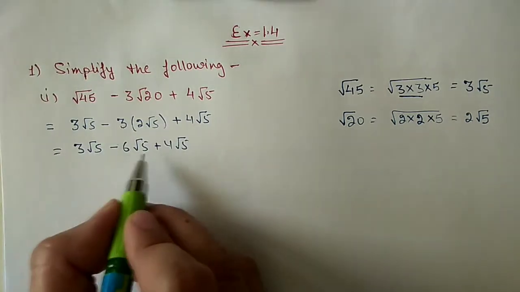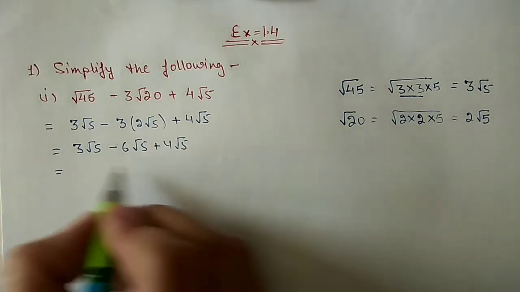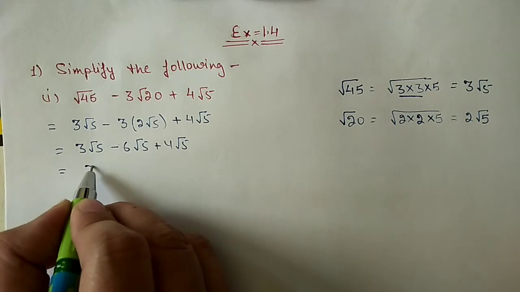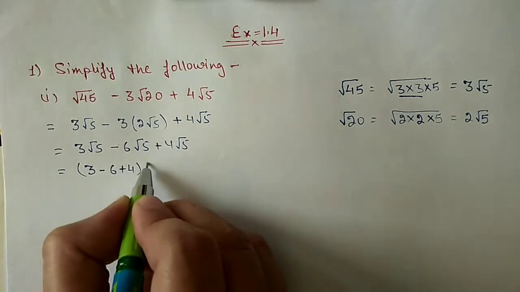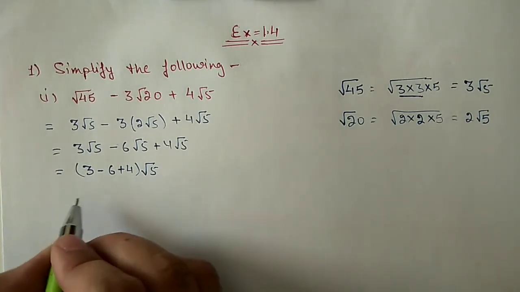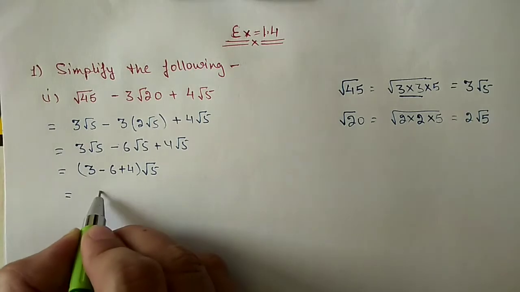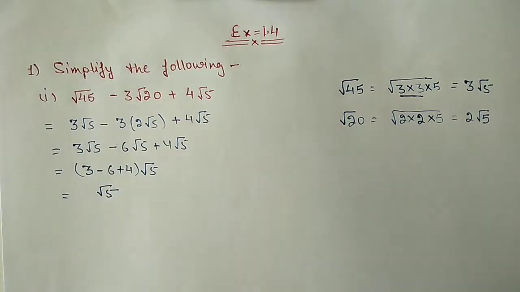Now you can see root 5, root 5, root 5 is there in all three terms. So we can take it out common, and the remaining numbers we can write together: 3 minus 6 plus 4, root 5. So 3 minus 6 is minus 3, and minus 3 plus 4 is 1. So the value of this is root 5. The simplification of this number is root 5.